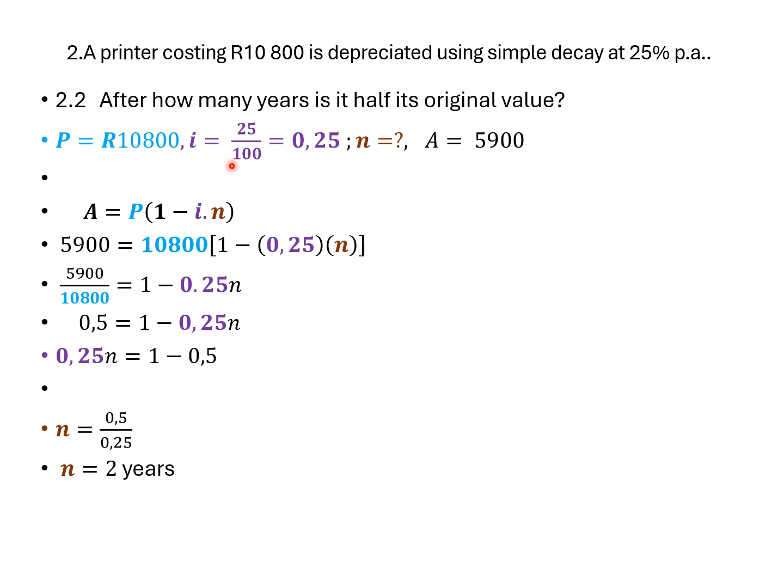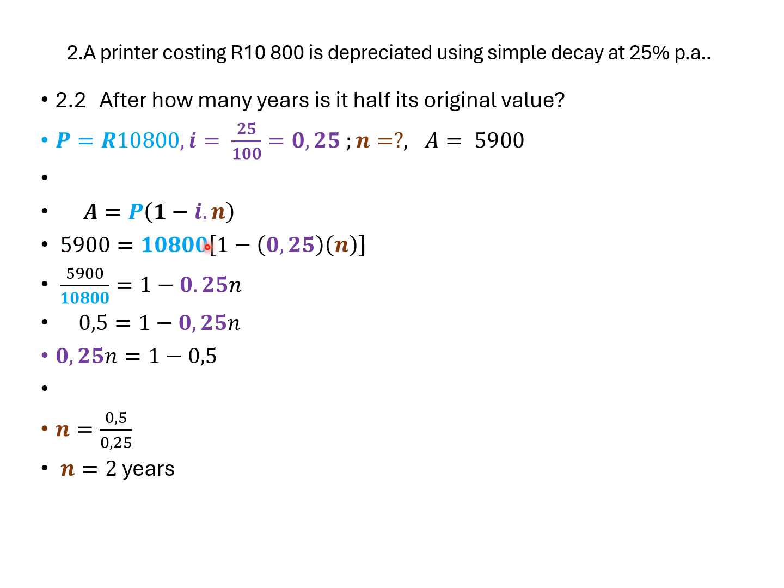Interest is 25% per annum, so that means 25 divided by 100, which gives me 0.25, and n is the unknown. So we have A equal P times the bracket 1 minus i times n, where P is 10,800, i is 0.25, and n. Alright? 5,400, that's 10,800 times that bracket.